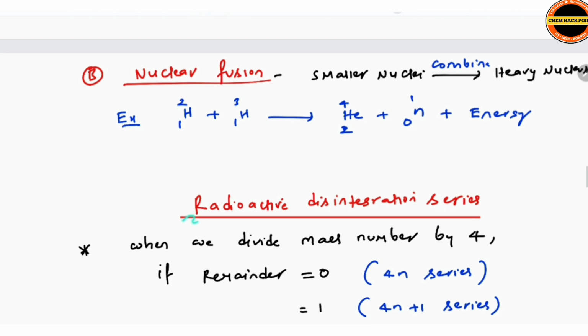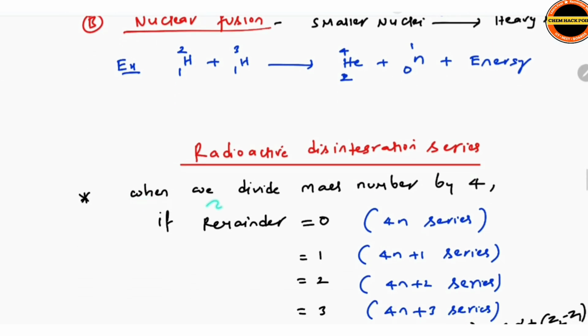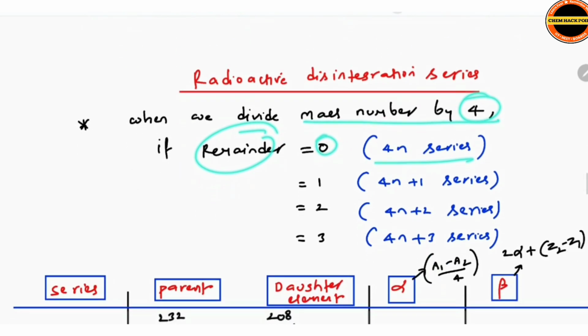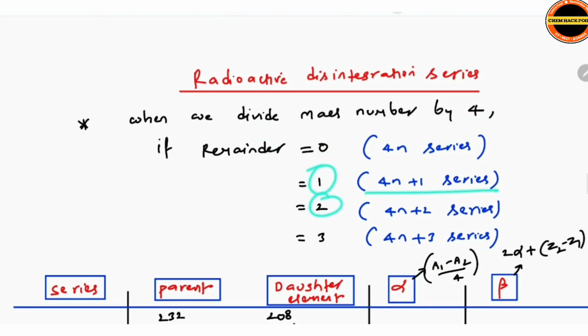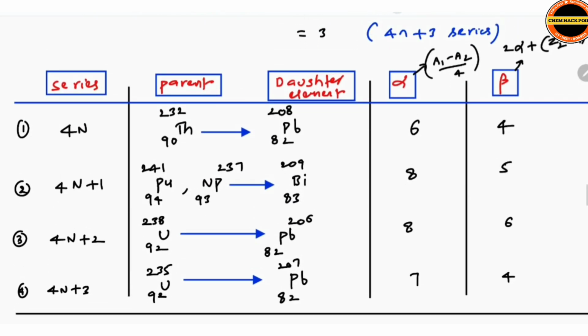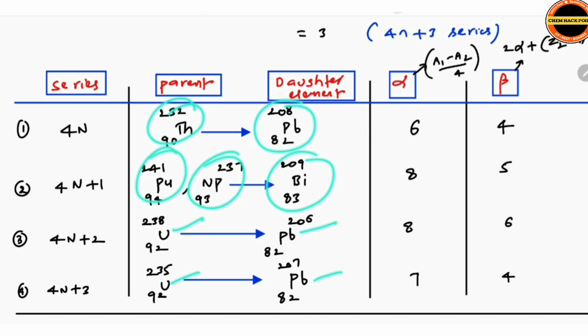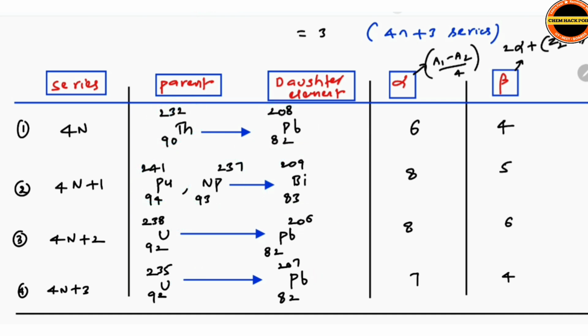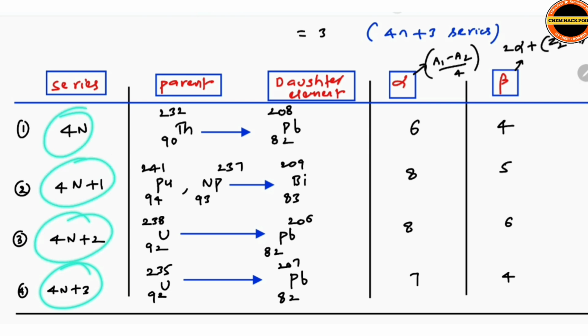Radioactive disintegration series: when we divide the mass number by 4, if the remainder is 0, the series is known as the 4n series; remainder 1, 4n plus 1; remainder 2, 4n plus 2; remainder 3, 4n plus 3 series. One table is given here, observe it. Series 4n: parent atom, that is the reactant, and daughter element, that is the product. Whenever it undergoes reaction, daughter elements are formed, like plutonium or neptunium giving bismuth, uranium giving Pb. So here we have the 4n plus 3 series, 4n plus 2 series, 4n plus 1 series, and 4n series.